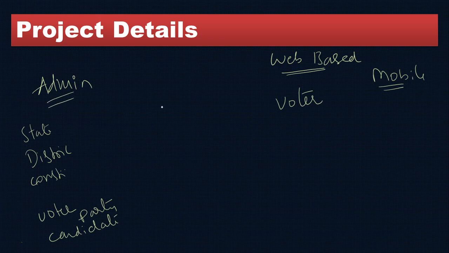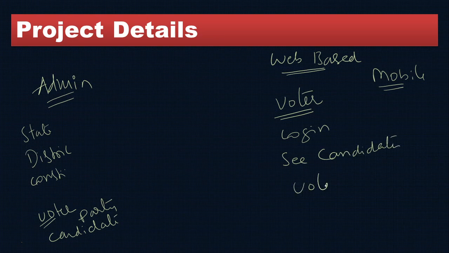As far as the voter is concerned, the voter can log in because they are provided with a voter ID and a password. Once they log in, they can view the candidates. Then they can vote. Then they can see the result here. So here also you can see the result, because once they cast the vote and the voting time is over, then we can see the result here.